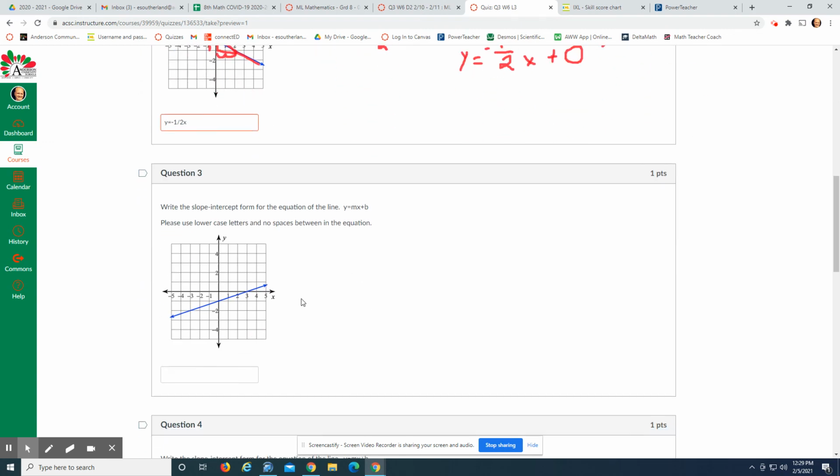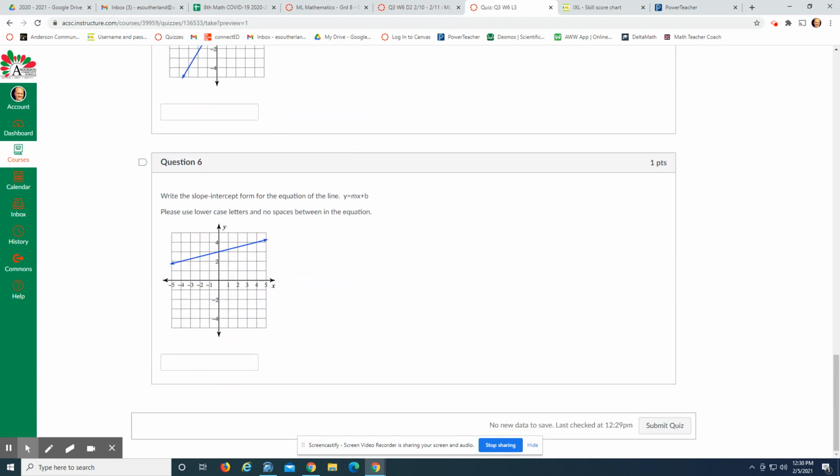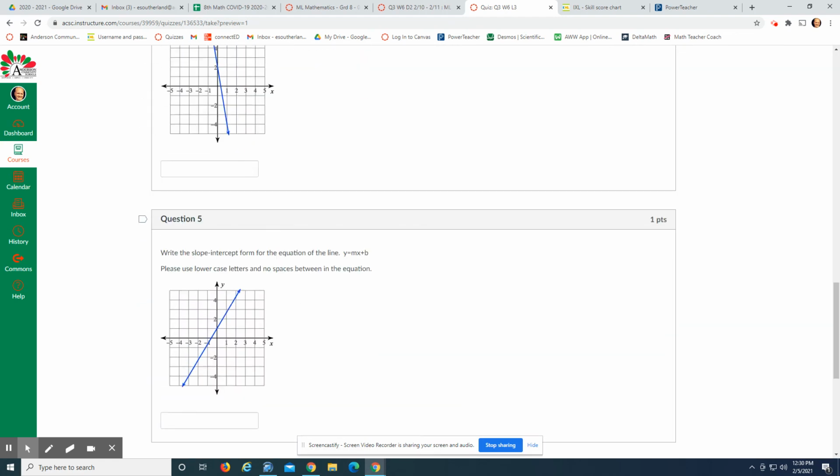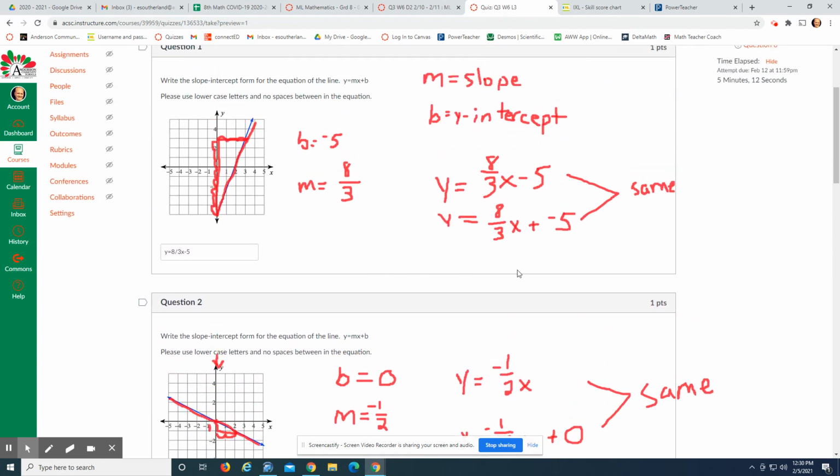Your assignment is to do the rest of the other 4 equations, or write the other 4 equations for the graphs. If you have questions, please feel free to email me or ask me in person the next time you're in class.